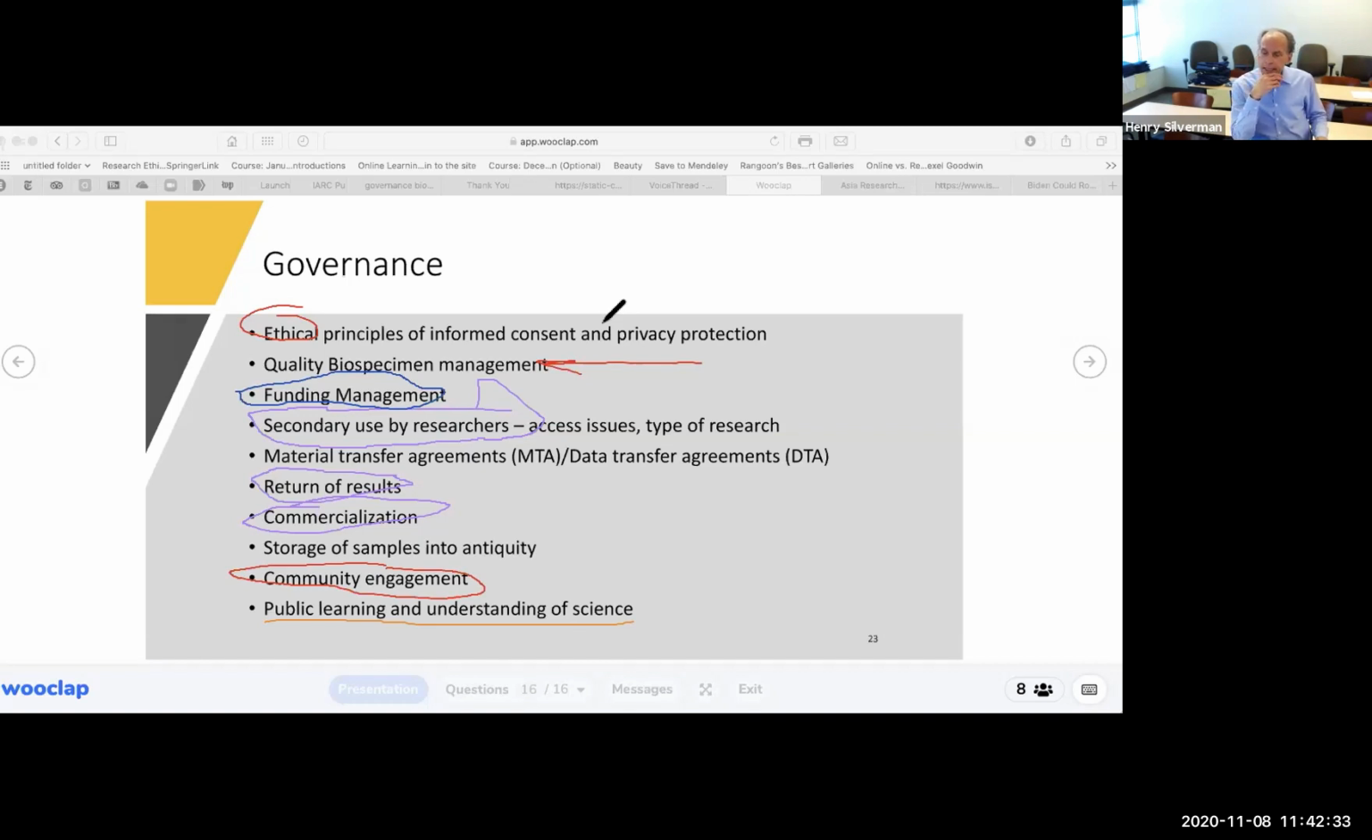You may want to engage the community regarding what type of research will be done, engage the community in terms of return of results, commercialization, and also public learning. So there is a movement now to have community engagement with the workings of the biobank. So who are the major stakeholders?